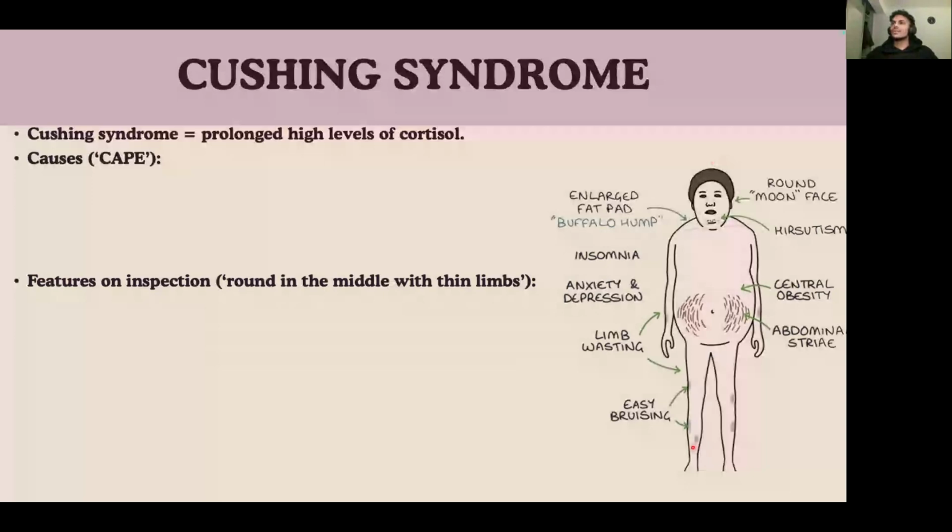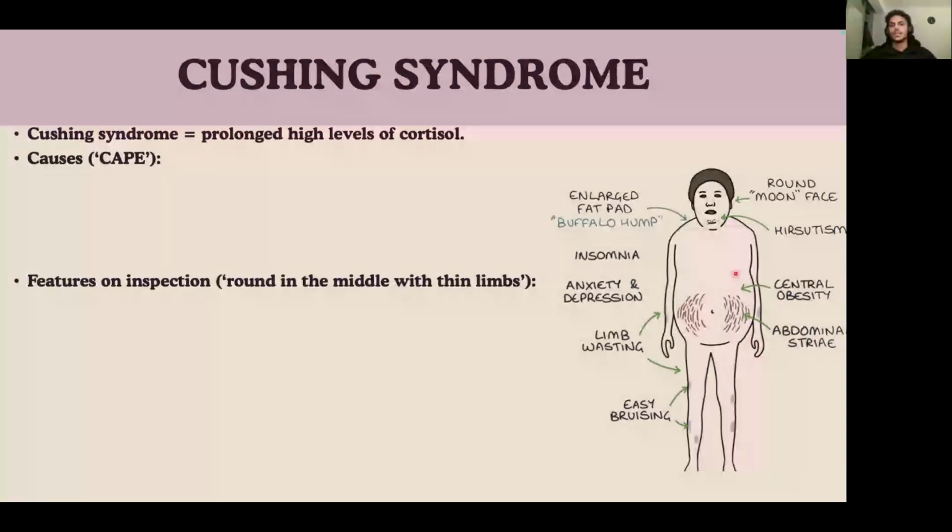So the causes can be remembered from a mnemonic, CAPE. I believe there's another mnemonic as well that can help remember all the features, but they are quite pathognomonic, and it's quite easy to remember. So you'll see obesity or weight gain, but that obesity is mainly going to be central, and you're going to see it in the face and really the trap area where you're going to hump. So you're going to have a proper hump in the back, as you would for a buffalo, which is where the name comes from. And you'll see a very clear round face, very Cushingoid in appearance.